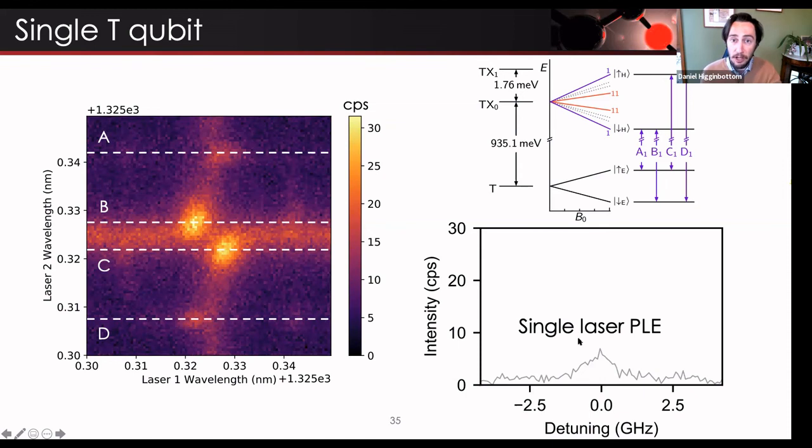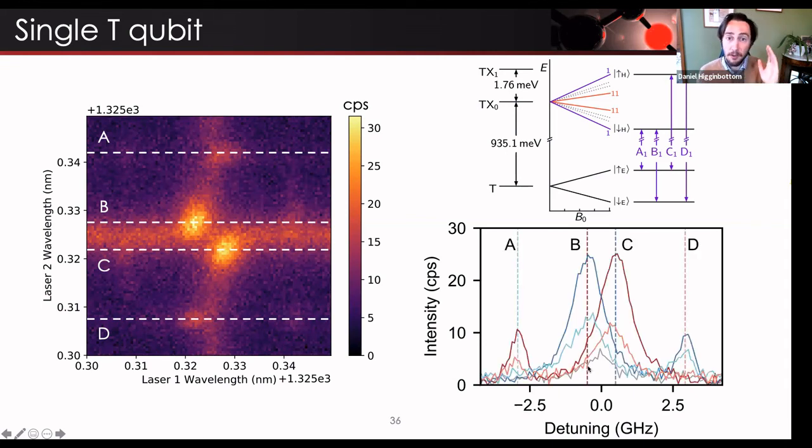So for example, if we do that on the same center, if we scan just a single laser, we see some fluorescence here, which corresponds to the overlap of the central transitions, the B and C transitions. If we instead fix the pump laser on transition B, for example, then we get fluorescence when the probe laser scans over the A and C transitions. So when we have it on B, corresponding to the spin, so addressing the spin down state, we see resonances when we have our probe laser addressing the spin up state.